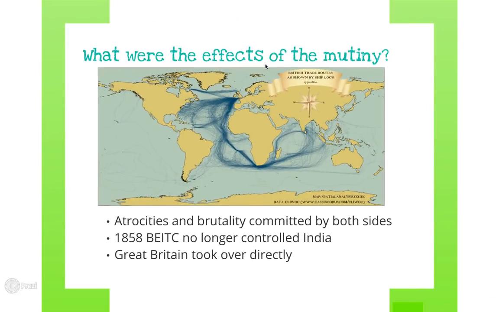Now, what were the effects of the mutiny? Pretty much, there were lots of atrocities. So when we talk about atrocities, atrocities are crimes like manipulation, killing of people, harm, devastation, gruesome crimes, brutally committed by both sides. In 1858, the British East India Trading Company no longer controlled India. They just let Great Britain completely come in and take over India.